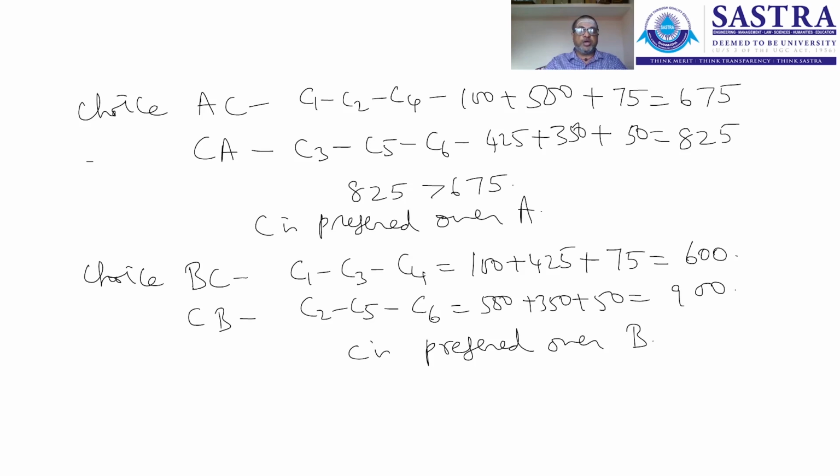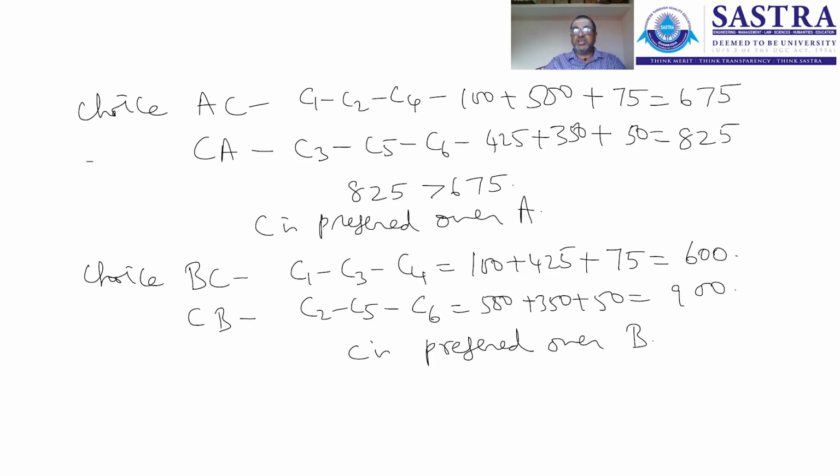Now the crucial part comes here. I make a comparison of the positions of B and C. First, B is in a superior position than C, and that occurs for choices C1, C3, C4, and the number of votes obtained is 100 plus 425 plus 75, which is 600. The second one would be CB. What is CB? C is in the superior position when compared to B, and that is obtained for C2, C5 and C6, which would be 500, 350 and 50, and it comes to 900.